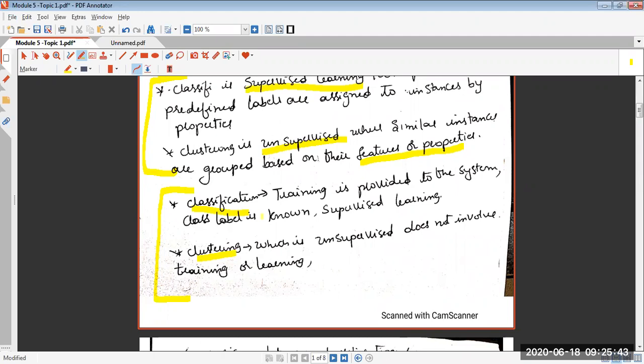So we were building rules. The rules are nothing but the training, based on which decisions are being made. So training will be given to the algorithm in classification. But in clustering, we do not involve any training or learning. The algorithm will decide on the class based on some mechanisms. What is that? We will explore.